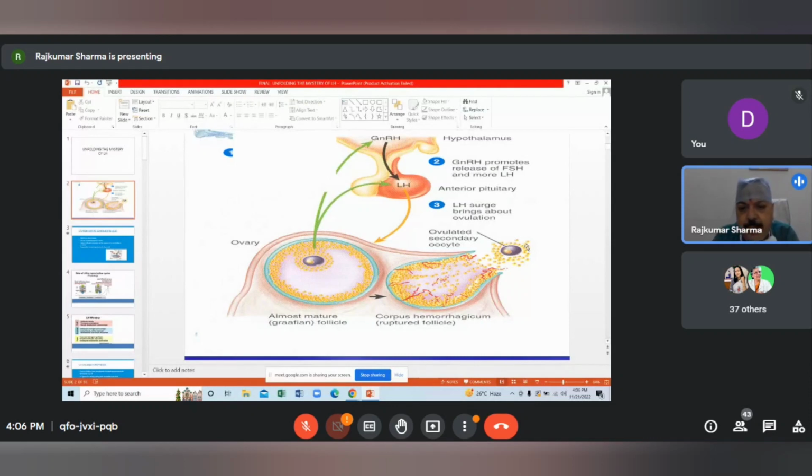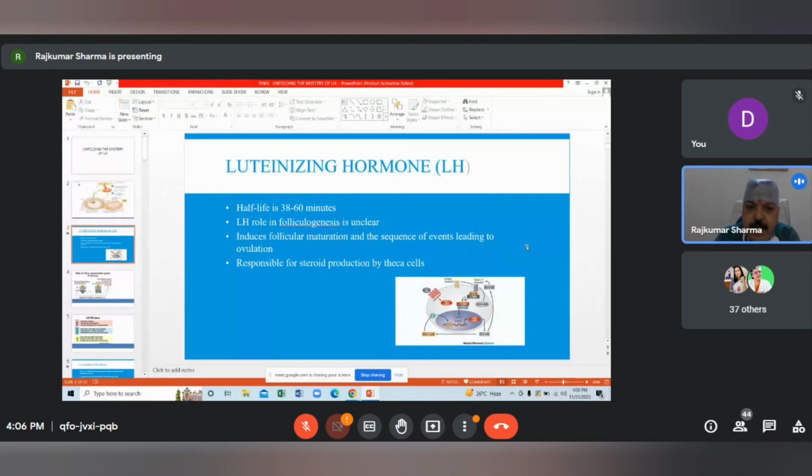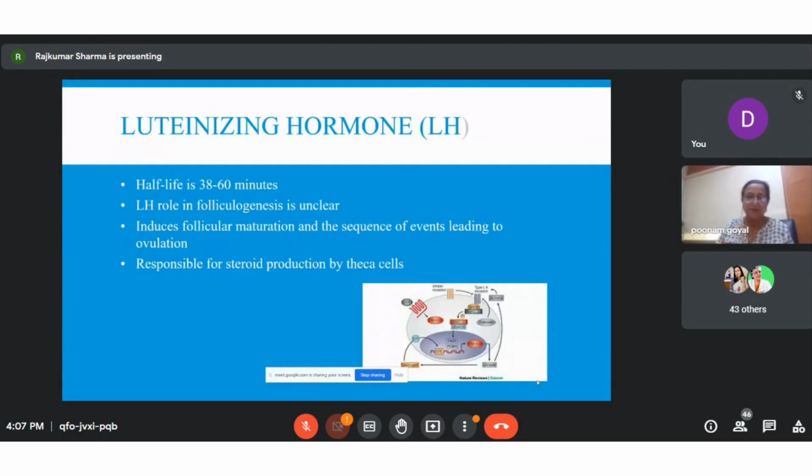Now, a few important points about LH: its half-life is only 38 to 60 minutes. LH's role in folliculogenesis, though known to some extent, is still not very clear. We know that it induces follicular maturation and the sequence of events leading to ovulation. But in the initial phases of folliculogenesis, what exactly it does, we do not know. So we'll be trying to understand that. And finally, it acts upon the theca cells for the formation of steroids, basically progesterone, for continuation of pregnancy.